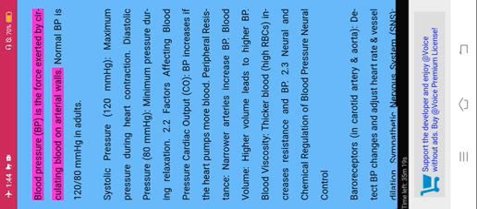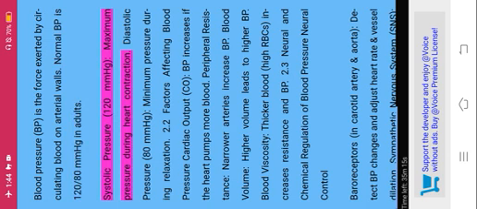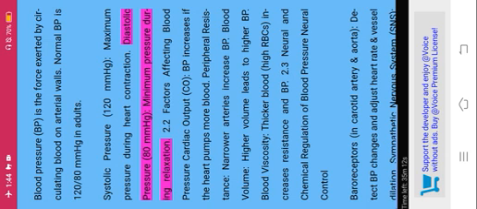Blood pressure, BP, is the force exerted by circulating blood on arterial walls. Normal BP is 120/80 millimeters of mercury in adults. Systolic pressure, 120 millimeters of mercury, is the maximum pressure during heart contraction. Diastolic pressure, 80 millimeters of mercury, is the minimum pressure during relaxation.